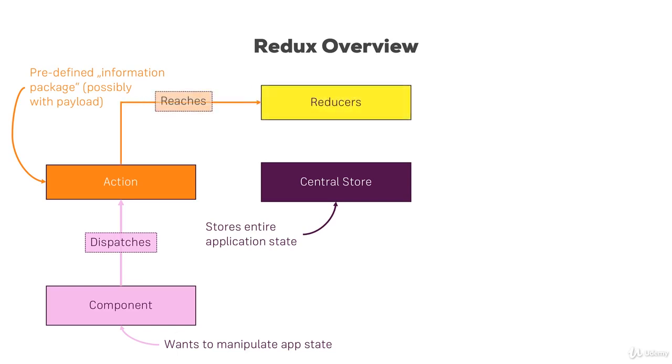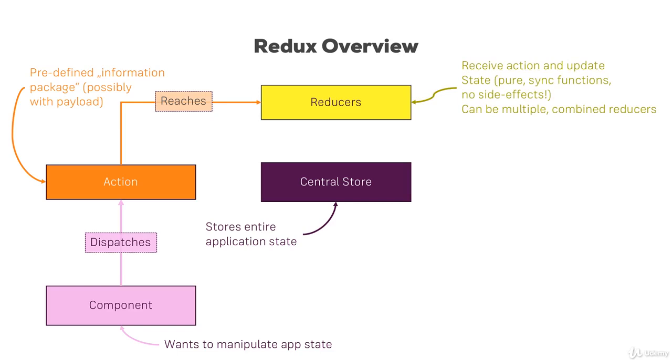We reach our reducers. And I'm saying reducers here, even though technically there's only one root reducer in a Redux app, but we can combine multiple reducers into that root reducer. The idea behind a reducer is that it receives the actions and then updates the state. And it does that by running a pure synchronous function where you don't have any side effects. Side effects would be things like reaching out to the web, sending an AJAX request, or loading a different page. None of that happens in a reducer. A reducer is all about getting a message, getting an action, and then manipulating your central store. It updates the central store.